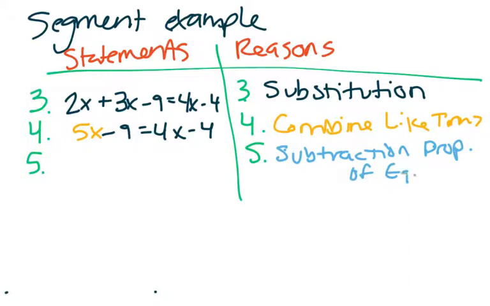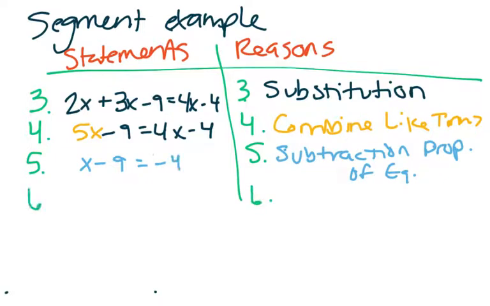And you'll notice that I'm starting to abbreviate some of these pieces because there's a lot of writing involved, so "prop of eq" is what I said instead of property of equality. And once you subtract, for instance, this 4x over here to be with this 5x, we end up with just an x anyway. And so x minus 9 is going to equal, no longer a 4x because I took it out, is going to equal negative 4.